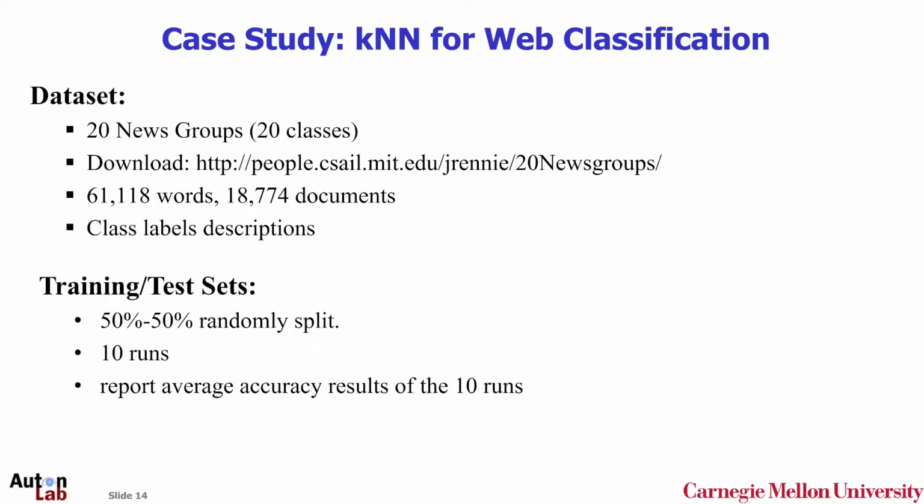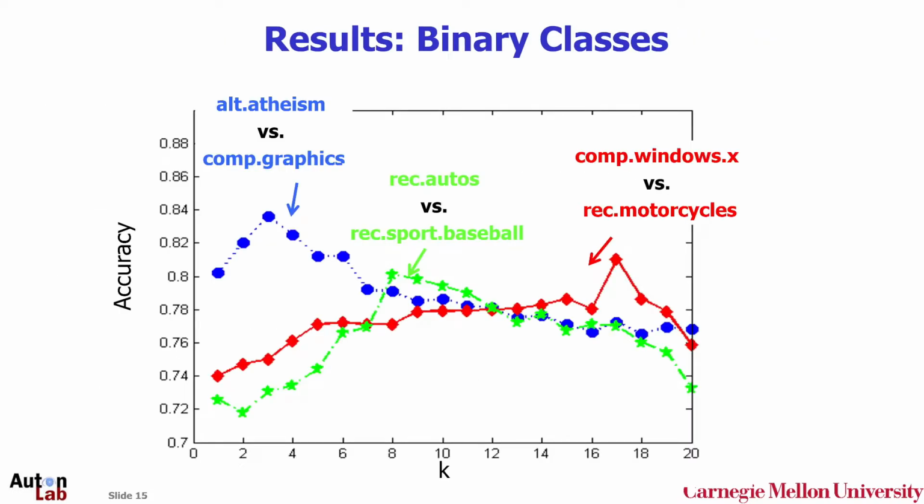Let's quickly look at a case study for document classification with KNN classifiers. In this study, we used the 20 newsgroups dataset. We split the dataset to 50% training and 50% test set randomly, and then we repeated each experiment 10 times. When we were done with the experiments, we reported the average accuracy results of the 10 runs. The task was to predict the topic of the documents. There were 3 different experiments.